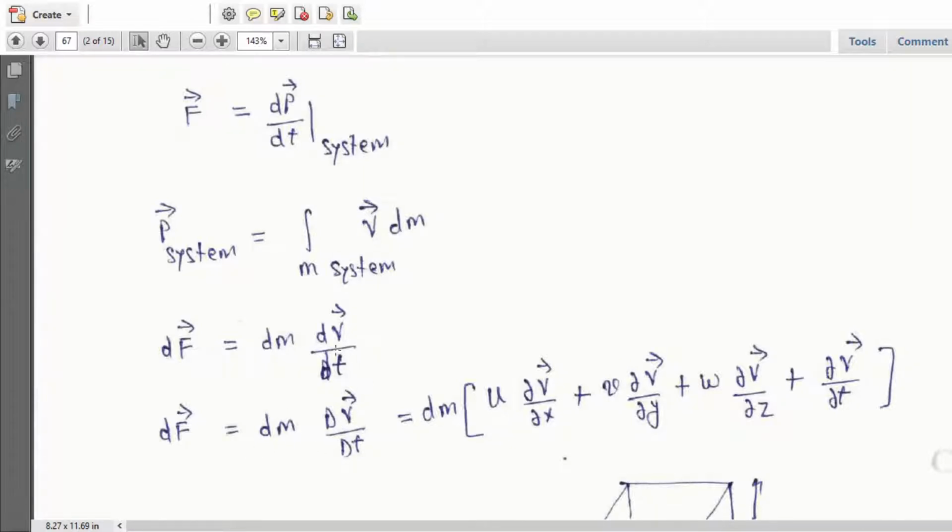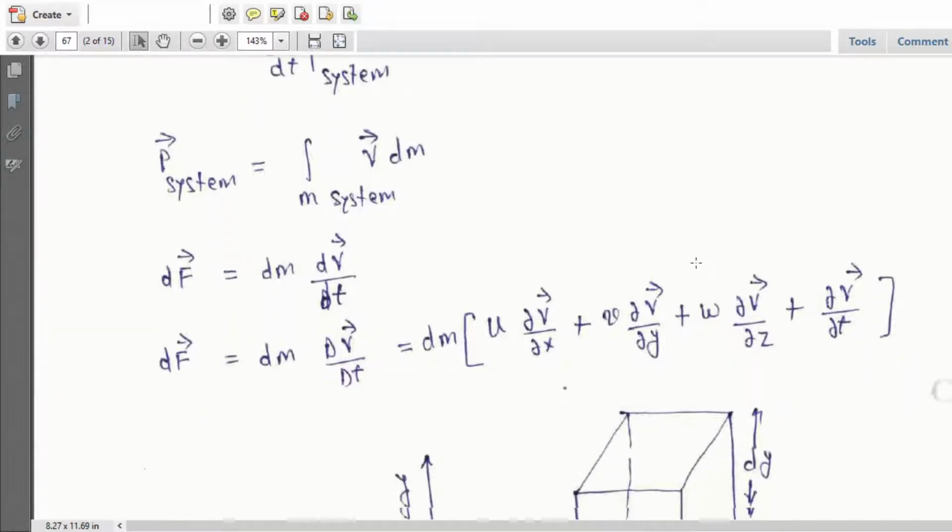So this acceleration will become the total derivative of the velocity, or the material derivative, or the substantial derivative. This is given by u ∂V/∂x plus v ∂V/∂y plus w ∂V/∂z plus ∂V/∂t. These first three terms are known as convective accelerations, and the last term is known as the local acceleration, and the total of all these four terms is called the total acceleration of the particle.